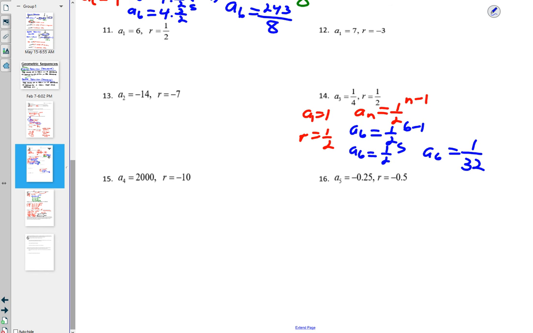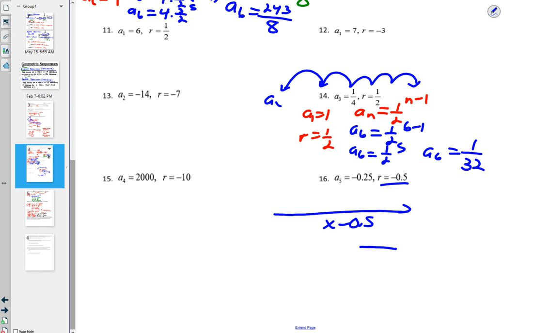All I did was I went backwards. Instead of counting in this direction, I went backwards 2 so I could find what the first number was. I used the common ratio to go backwards. Look, maybe number 16 will be easier because now they're using decimals, so you can use a calculator, right? If my common ratio here is negative 0.5, that means to go to the right, I'm multiplying by negative 0.5, which means to go backwards, I would do... What's the opposite of multiplying by negative 0.5?